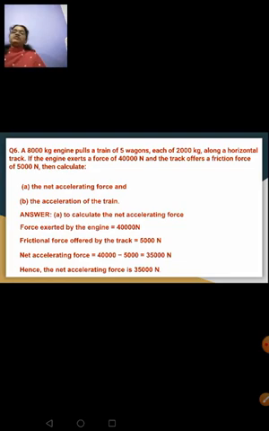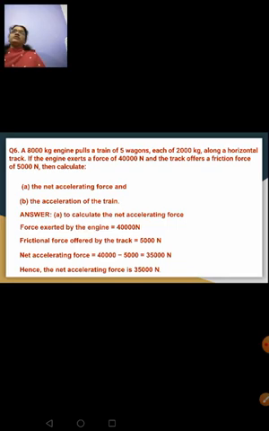If the engine exerts a force of 40,000 Newton and the track offers a frictional force of 5,000 Newton, calculate the net accelerating force and the acceleration of the train. So they want you to calculate two things. One is the net accelerating force and the other is the acceleration of the train.